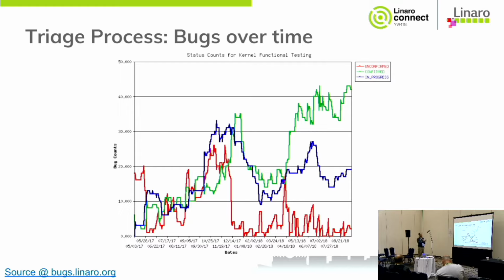The red line is unconfirmed bugs, so the red line represents new bugs that are coming in. This time period is going back to May here. And if you can't read this, it's 10, 20, 30 bugs. So they come in as the red line, and then they move from the red line to the green line, which is confirmed. They move from confirmed to in progress, which is the blue line. So you kind of have to add these lines up in your head to see our rate over time.